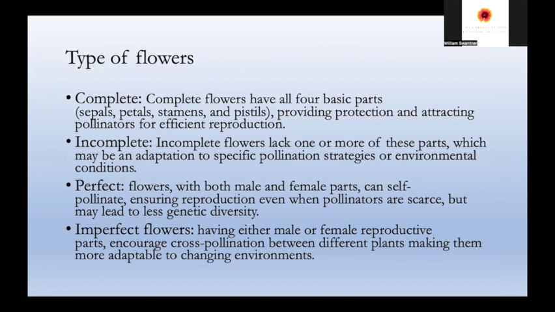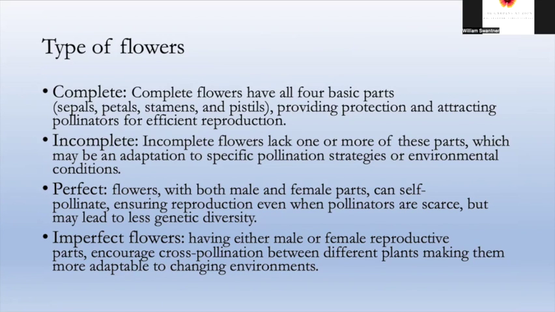All right, so the complete flowers. Complete flowers have all 4 basic parts: sepals, petals, stamens, and pistils. Some flowers are incomplete. That means that they lack one or more of the parts of sepals, petals, stamens, or pistils. A complete flower has all 4. An incomplete flower is missing 1 or 2.